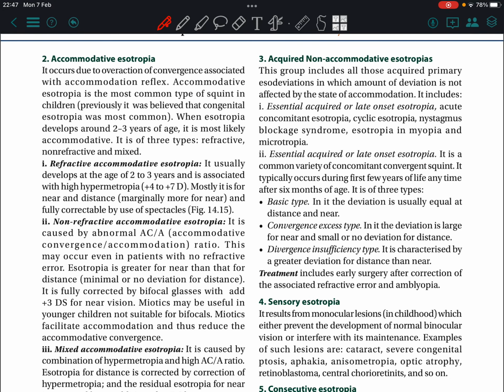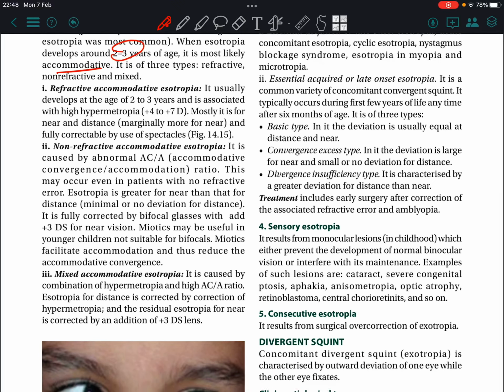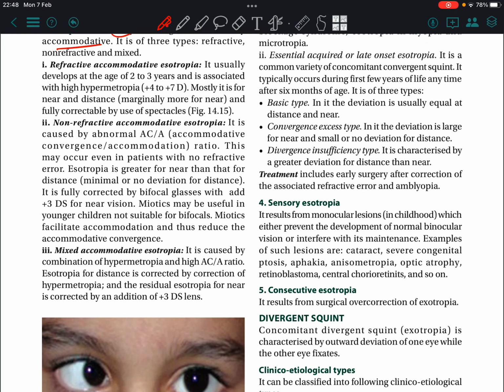Accommodative esotropia. It occurs due to overaction of convergence associated with the accommodation reflex. Accommodative esotropia is the most common type of squint in children. When esotropia develops around 2 to 3 years of age, it is most likely accommodative. It is of 3 types: refractive, non-refractive, and mixed. Refractive is usually developed at the age of 2 to 3 years and is associated with high hypermetropia, +4 to +7. Mostly it is for near and distance vision and is fully corrected by use of spectacles.